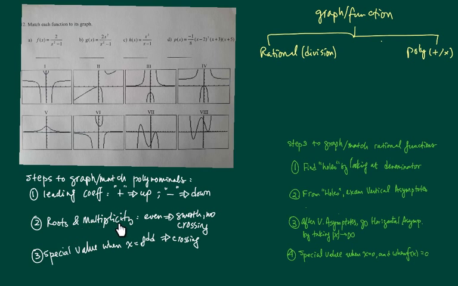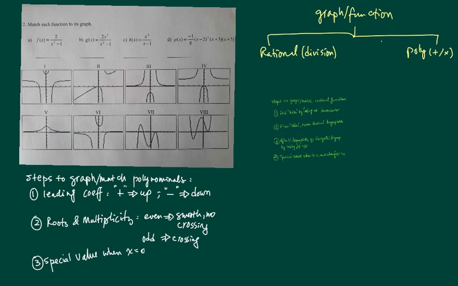We're going to look at the roots and multiplicity. If the multiplicity of a root is even, it's smooth and does not cross the x-axis. So for our case, with x minus 2, the graph will not cross at x equal to 2. And the last one, of course, we always end with the special value. When x is equal to 0, we want to see what happens to the function. Let's take a look at this last part D in detail on the next slide.